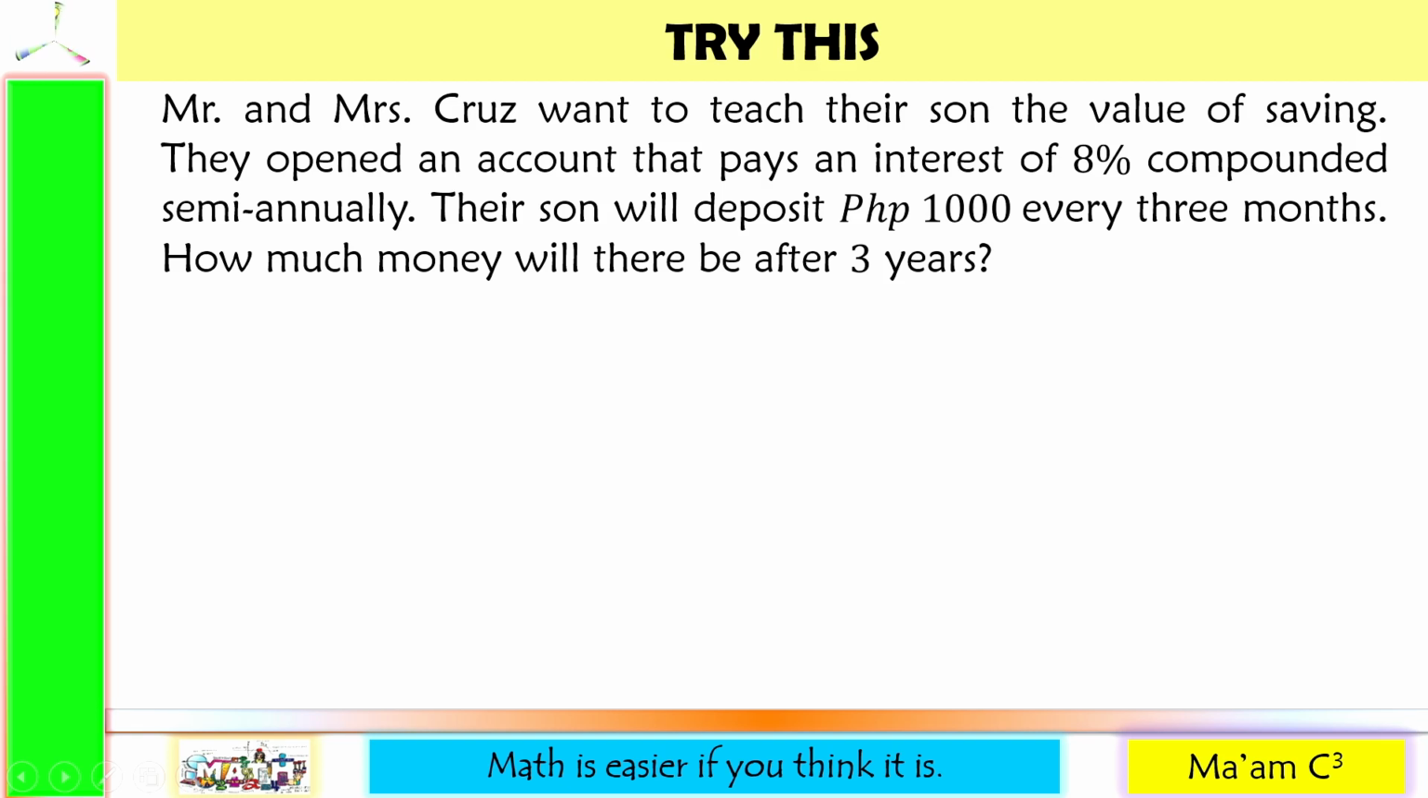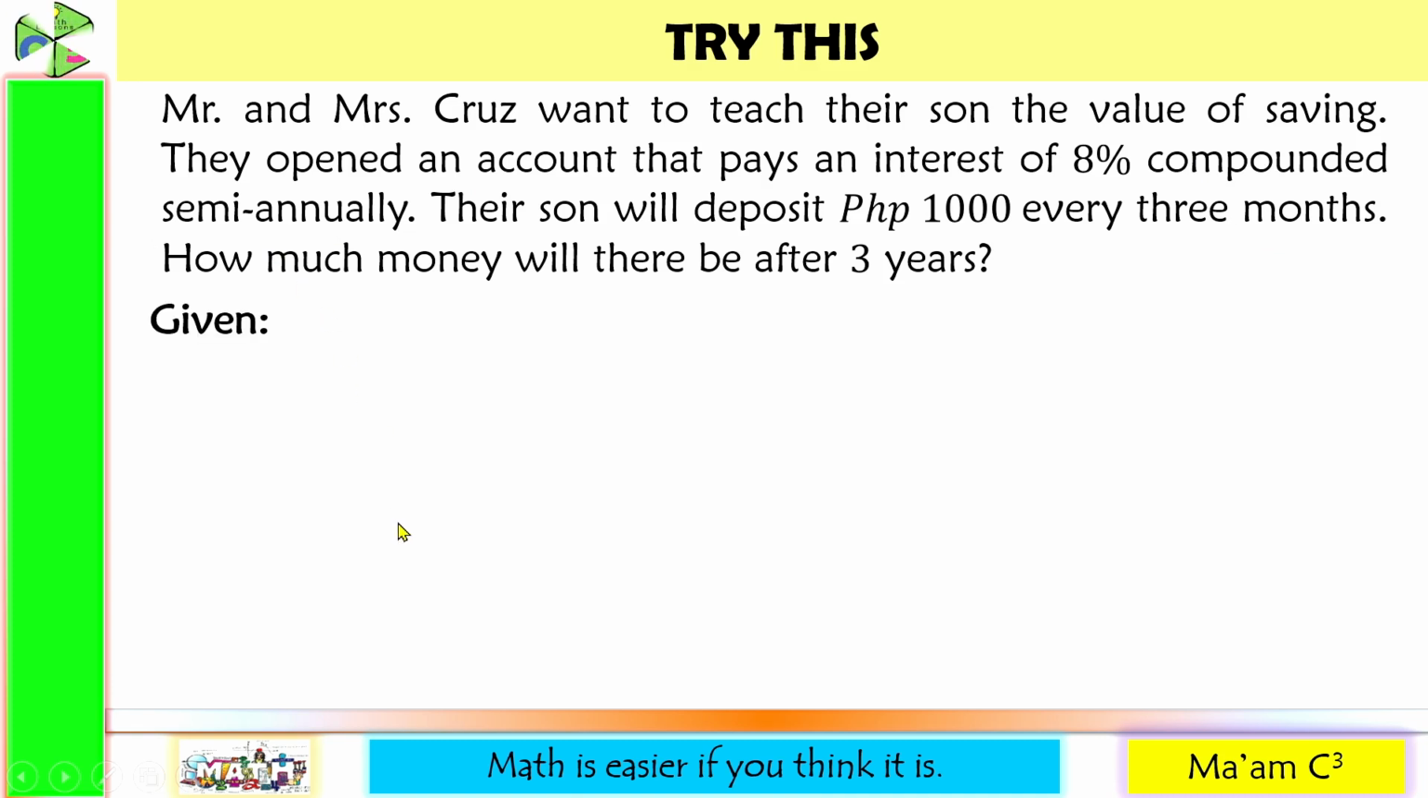Let us analyze the situation. It says here every 3 months. This is the payment interval. And the interest is compounded semi-annually. So every 3 months is quarterly, and then this one is semi-annually. They do not coincide. This is a general annuity.